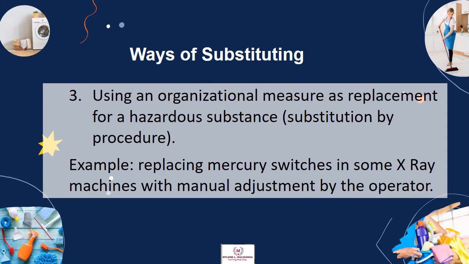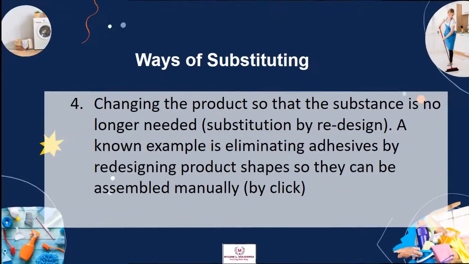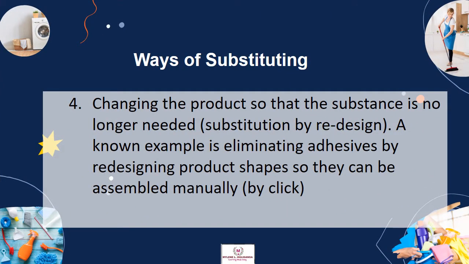Number 3, using an organizational measure as a replacement for hazardous substances. Example, replacing mercury switches in some X-ray machines with manual adjustment by the operator. Number 4, changing the product so that the substance is no longer needed, through substitution or redesign. A known example is eliminating adhesives by redesigning product shapes so they can be assembled manually or by click.